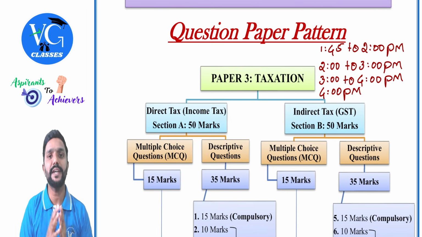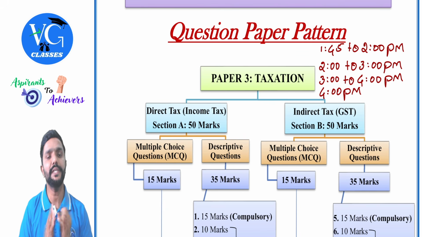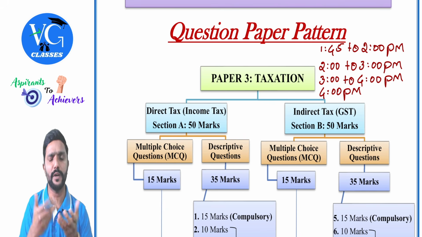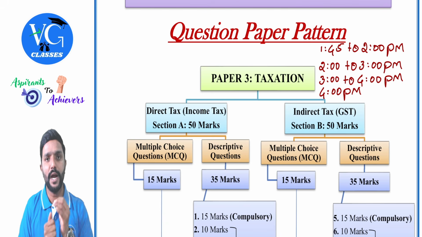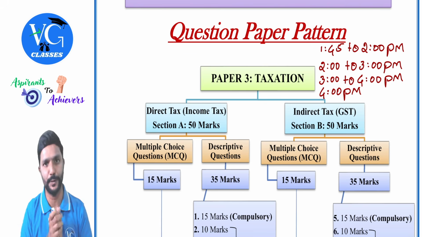Guys, just divide the time period into four parts. That is, first 1:45 to 2, which is the reading time. Read the descriptive question of either direct tax or indirect tax in the order which you choose, and in this time also decide which question you will start with. That is the sequence of answering the questions.